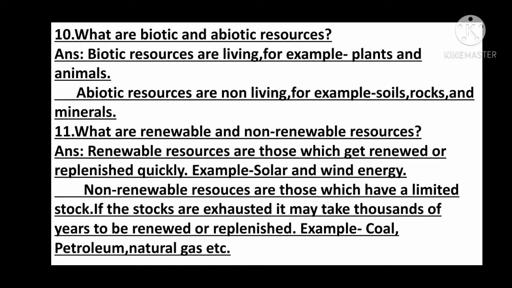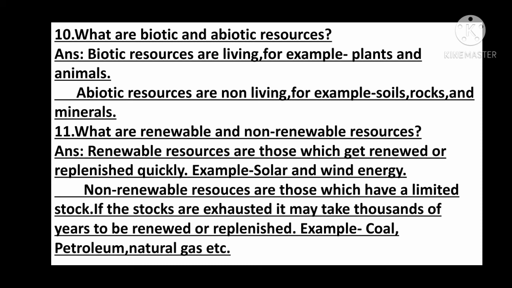Question number 10. What are biotic and abiotic resources? Answer is, biotic resources are living, for example plants and animals, whereas abiotic resources are non-living, for example soil, rocks and minerals.